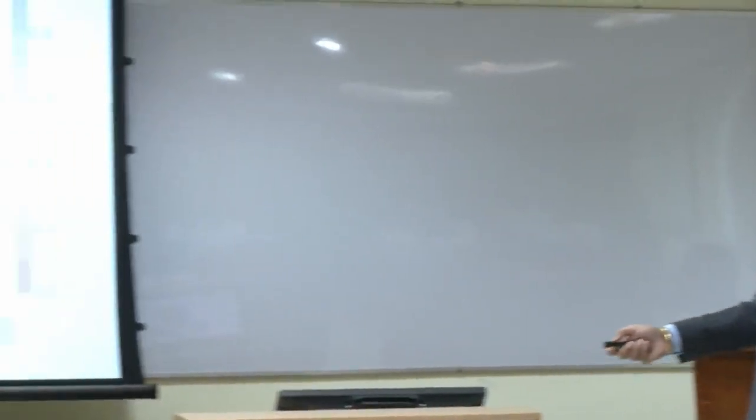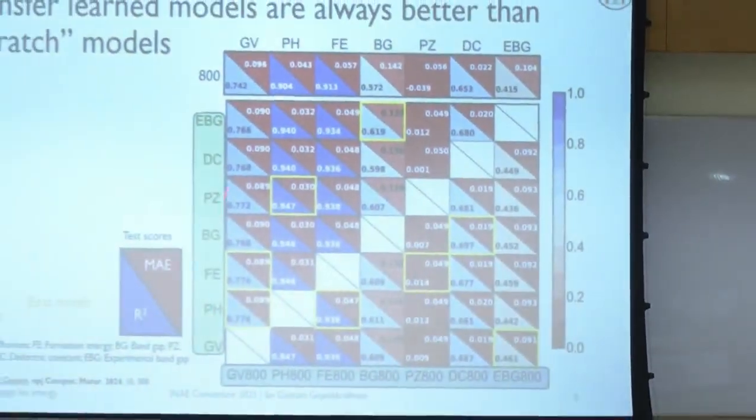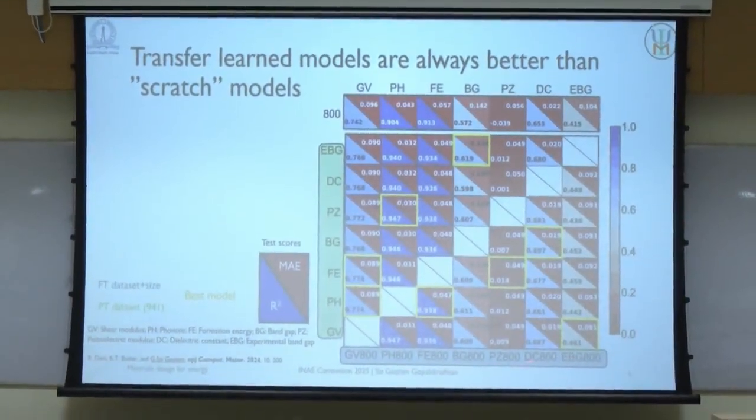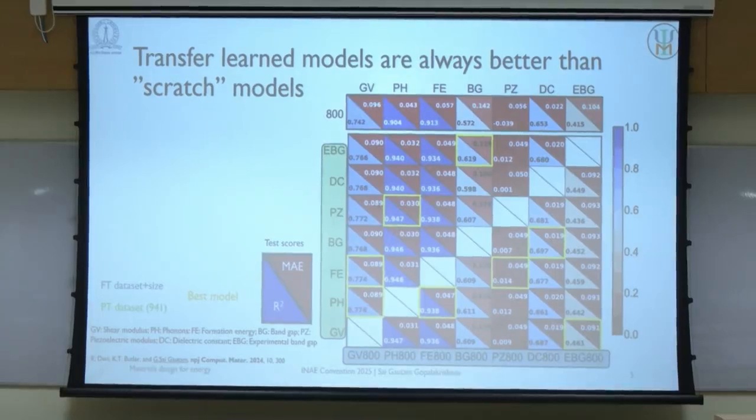We can now compare this with transfer learned models. I'm showing a bunch of transfer learned models here, where the y-axis represents the data set on which the model was pre-trained, the first part of the training. The x-axis tells you which data the model was fine-tuned on, so what it is trying to predict. You can compare the performance metrics of all models across each column, and the yellow boxes tell you which are the best performing models. Straight away you can see that all the best performing models are transfer learned models. They are always better compared to models trained from scratch.